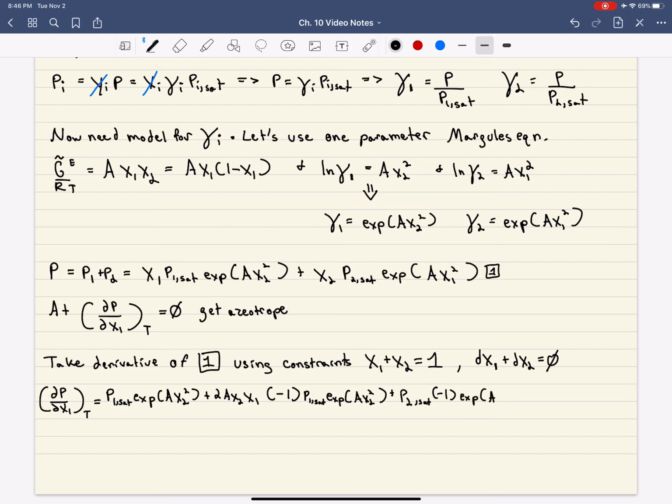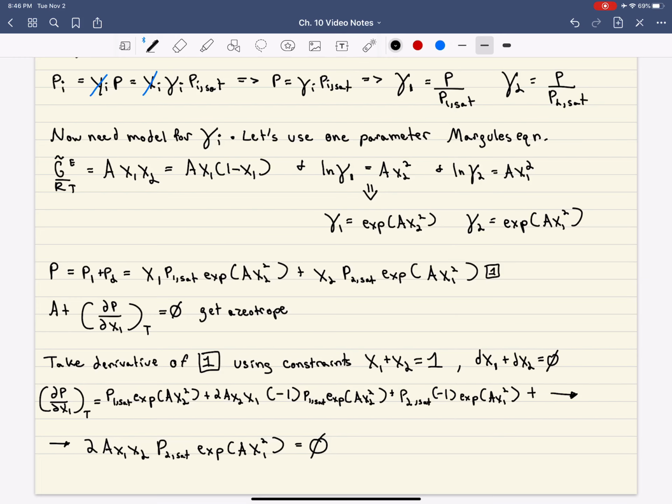Exponential of a x1 squared, plus, I'm going to go to a new line, 2a x1 x2 P2 sat exponential of a x1 squared, and this entire derivative is just equal to 0. Okay? So we have a fairly long equation, right?